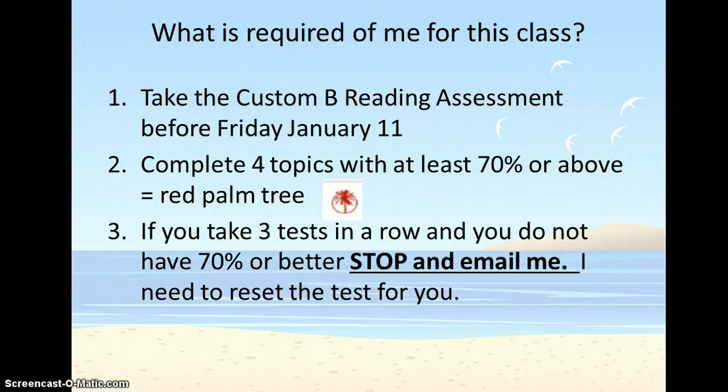Now, this is going to be key. I've already had this in a few different announcements. If you take 3 tests in a row and you don't have 70% or better, you've got to stop. Because the more you take the test, you kind of dig yourself a hole. It's based off of a mathematical average, and so you need to email me and tell me what topic you're on and what's happening, and then I can go in and reset it for you, and you can try it again.